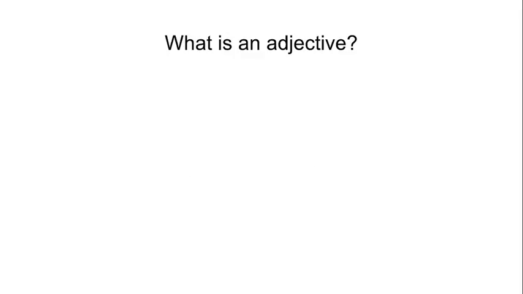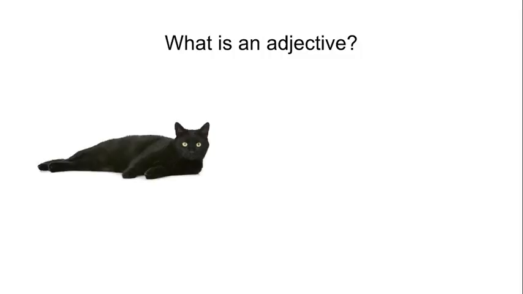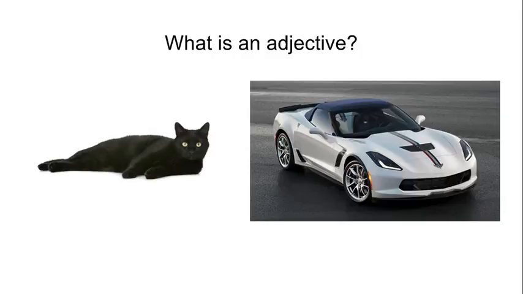Let's talk about adjectives first, and then we'll look at examples. My bad. So what is an adjective? An adjective describes a noun. For example, black as in black cat, or fast as in fast car. Okay? So the adjective describes the noun.